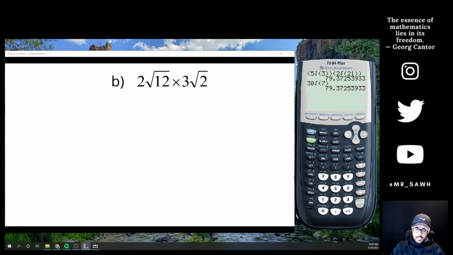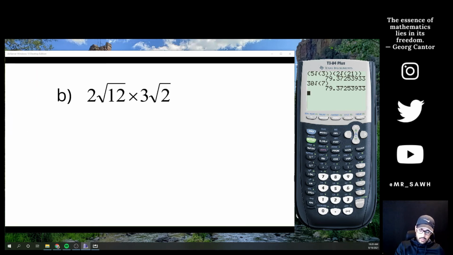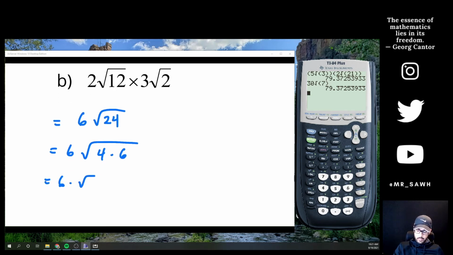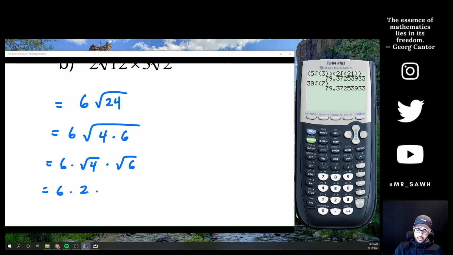Okay, you can think about b as well. It's very similar. Right, your coefficients get multiplied. So coefficients make 6. Radicands are 12 and 2. They make 24 when you multiply. Simplify. 4 times 6. 4 comes out. It's a perfect square. Right, we're choosing them that way deliberately. So 6 times 2 times root 6. You are left with not 8. I just added them. So 12 square root 6's. Right? 6 times 2 is 12. Okay, so there you go.